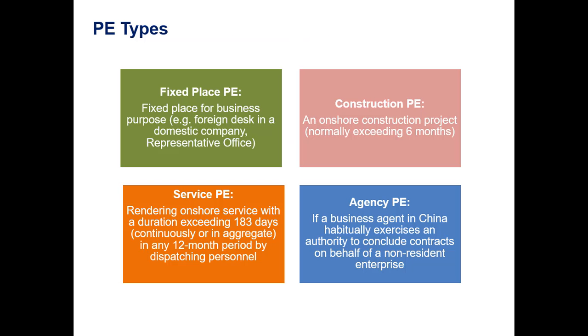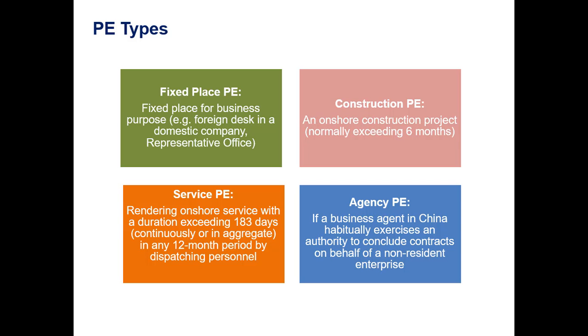So that's it. Another PE type is a construction PE, which means a non-resident enterprise is undertaking a construction project in China, and based on most of the tax treaties, it requires the construction project duration to normally exceed 6 months.